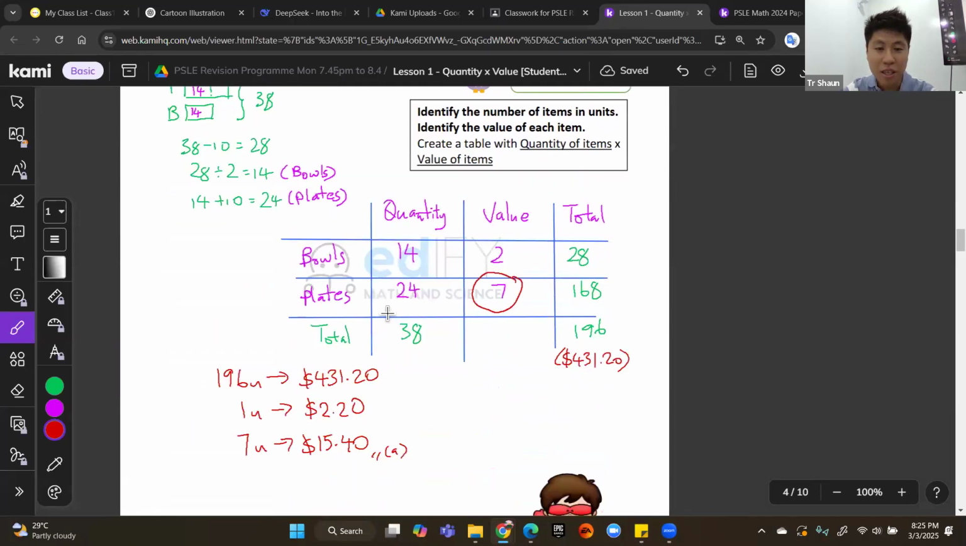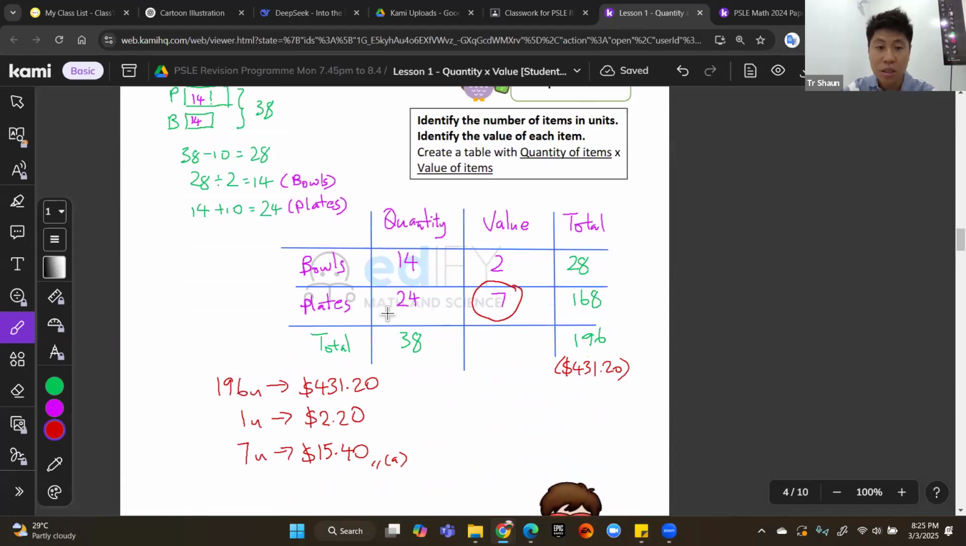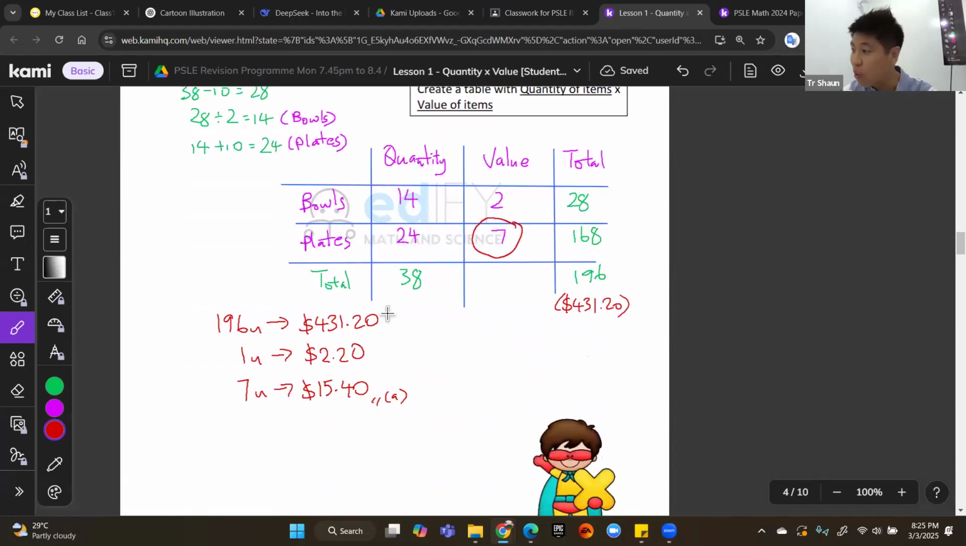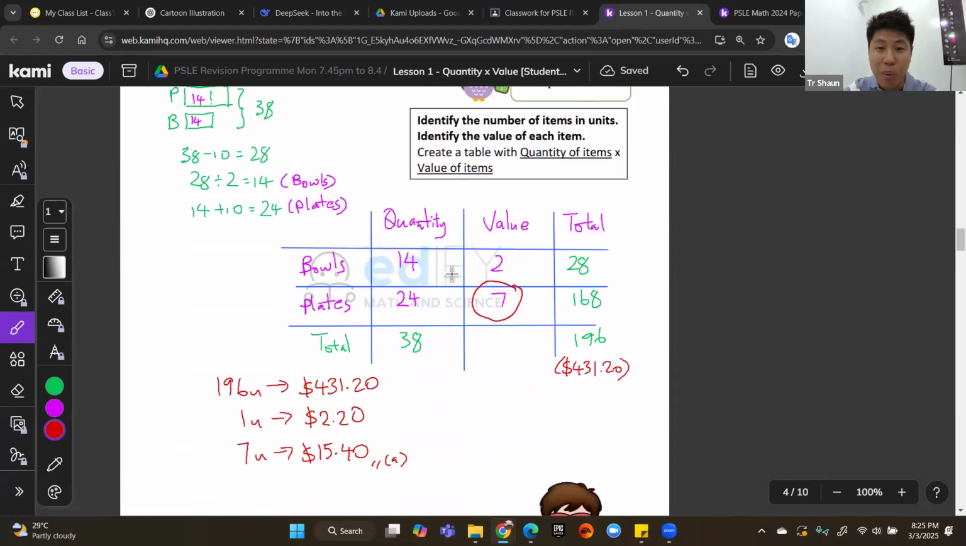Okay, all right. So over here, I want how much more money on plates than bowls. So plates is 168. So let's multiply it now. 168, and bowls is 28. So 168 times 220. This one they want, yeah, so you can just times 220 because they want the value.